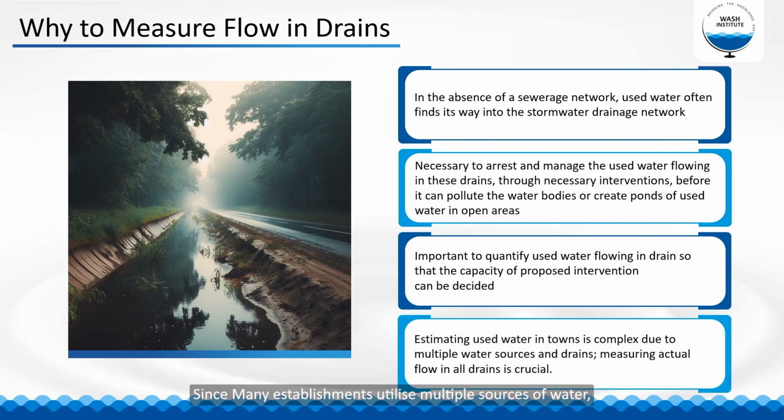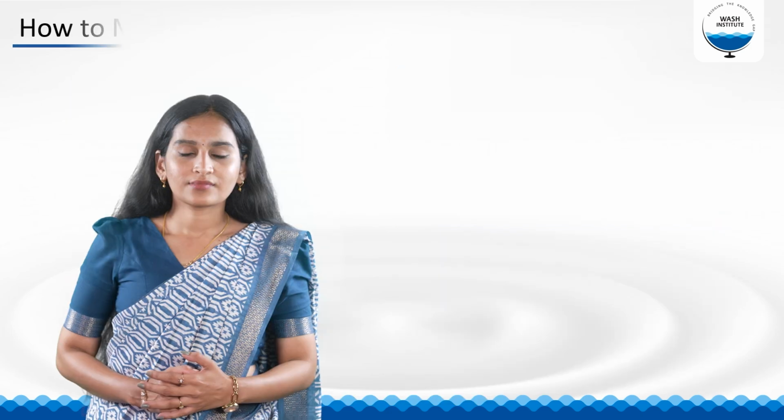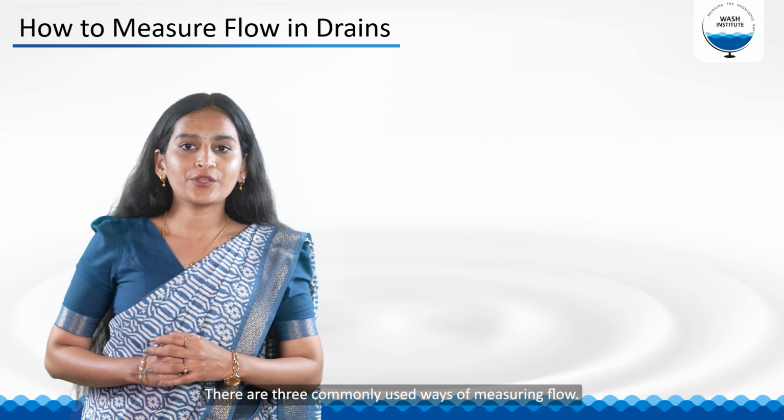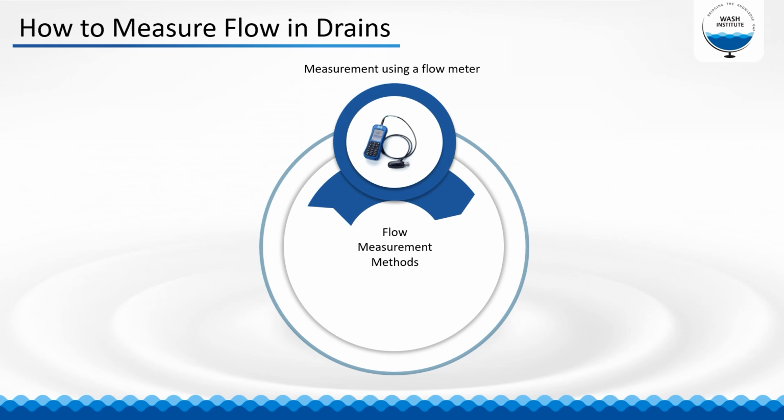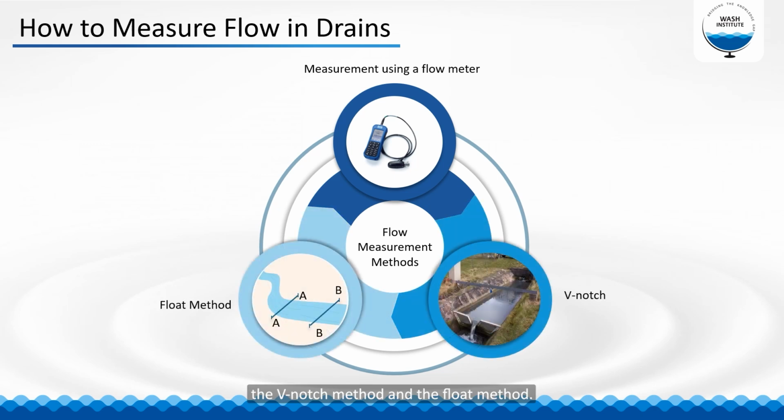Since many establishments utilize multiple sources of water, estimating the used water generated in the town gets tricky. Furthermore, there can be multiple drains of different sizes flowing in multiple directions. Therefore, it is important to measure the actual flow of the used water in all the drains. There are three commonly used ways of measuring flow: measurement using a flow meter, the V-notch method and the float method. Let's discuss them one by one to find out more details about each of them.